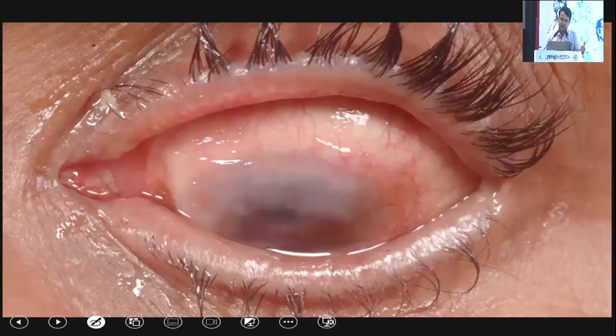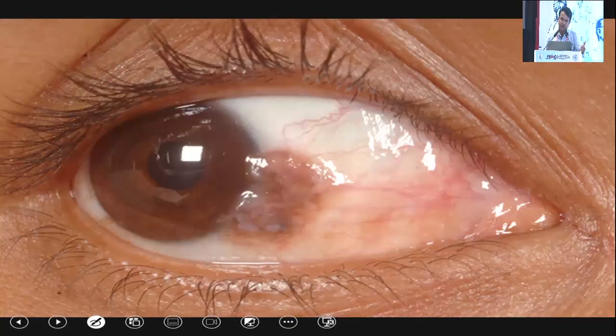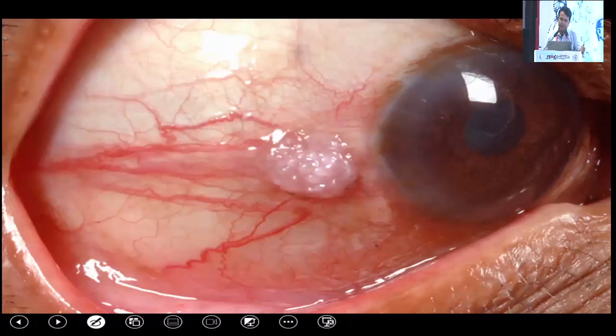So all these patients have different morphological variants of ocular surface squamous neoplasia. Some of them can be even pigmented, and about 15% of OSSN in Asian Indians happen to have pigmentation. Do you think this is ocular surface squamous neoplasia? This is a differential diagnosis.